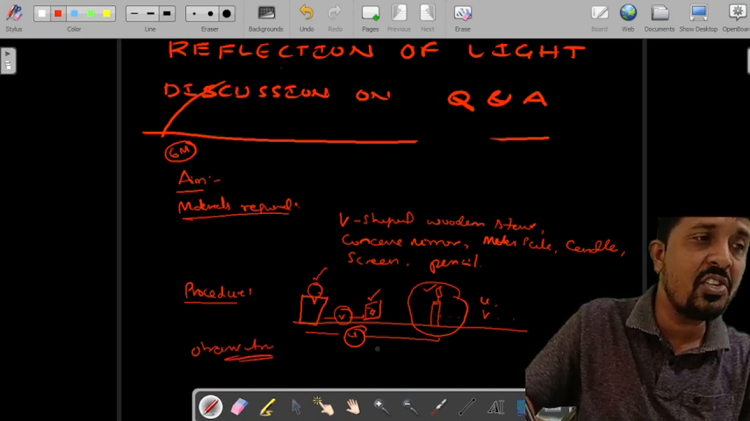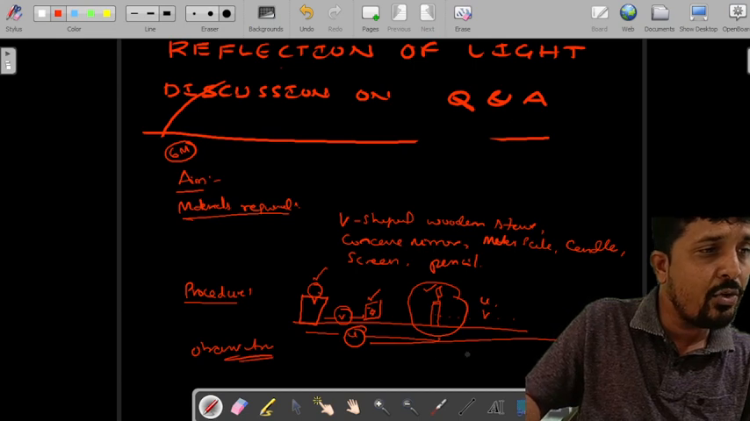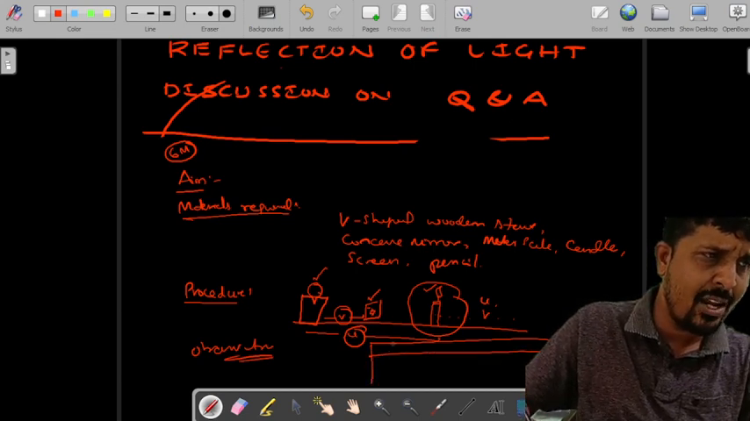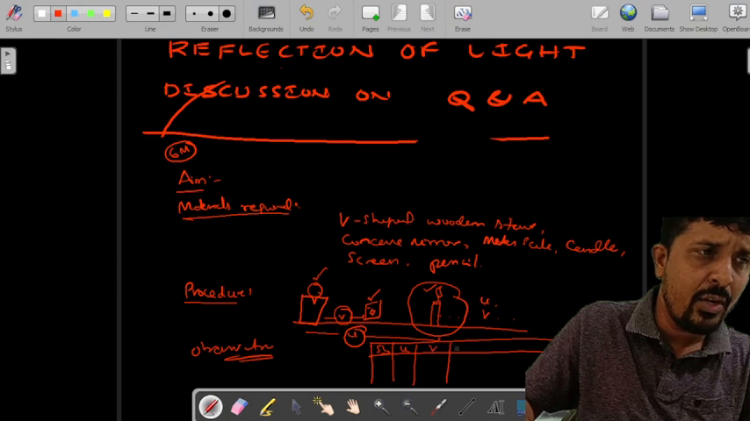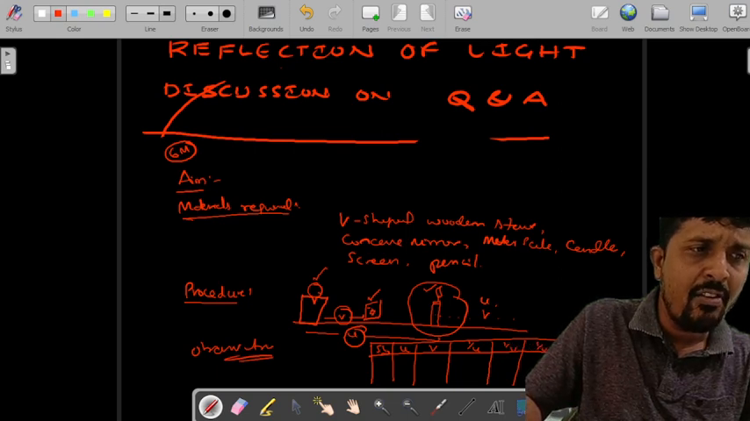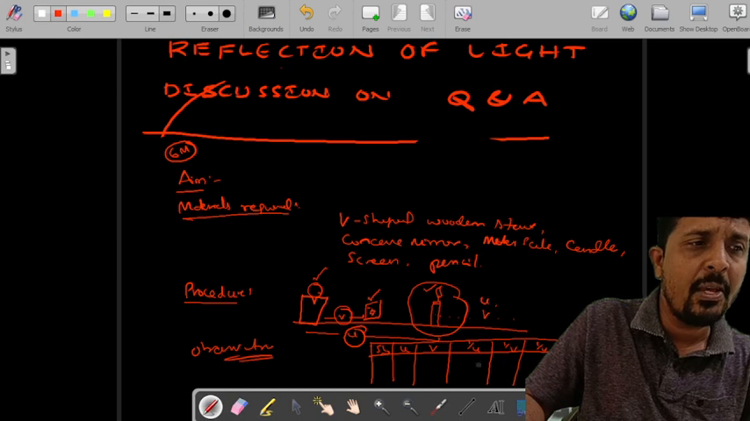So what is our observation? In the observation we are going to draw a table. Just draw the table, no need to mention the values. The first column is serial number. Then we write U, V, 1 by U, 1 by V, and in the last column 1 by U plus 1 by V.